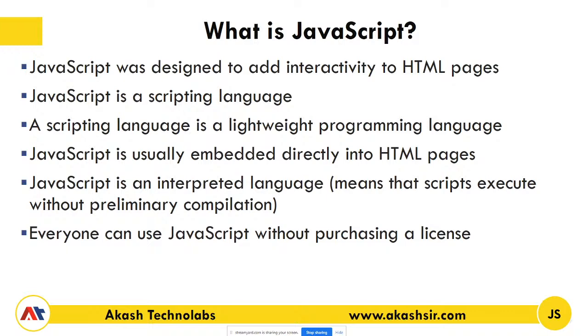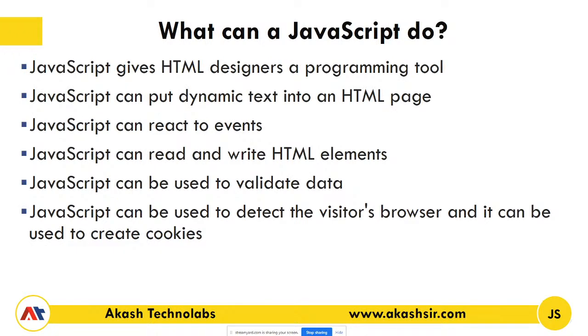So everyone can use JavaScript without purchasing a license. It's totally free, right? So what can JavaScript do? JavaScript gives an HTML designer a programming tool. JavaScript can put dynamic text into an HTML page. JavaScript can react to events. For example, if someone clicks on a button, then some particular action will be performed, right? JavaScript can read and write HTML elements. For example, if I need a particular value from a text box, or if I want to add some value in a particular text box, we can do vice versa.